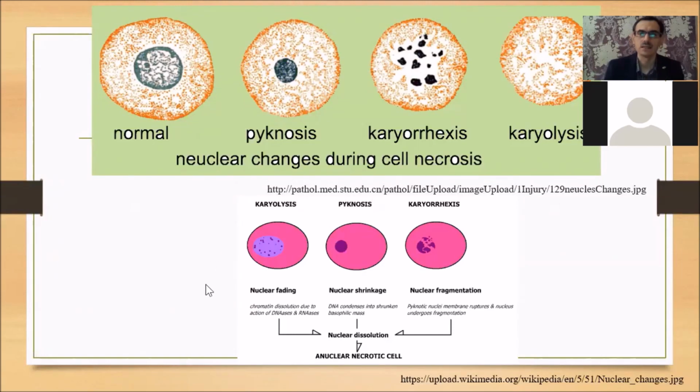Then the nucleus condenses. We call it pycnosis, karyopyknosis. Then the nucleus fragments into small particles. We call it karyorhexis. And finally, it undergoes lysis, fading. We call it karyolysis. So remember the stages of nuclear change: karyopyknosis, karyorhexis, and karyolysis.